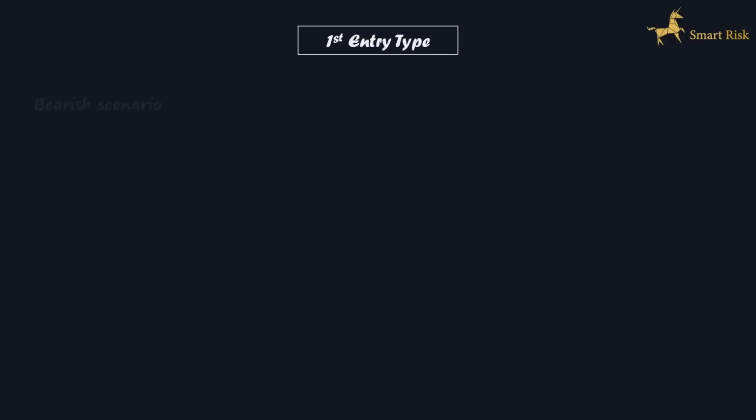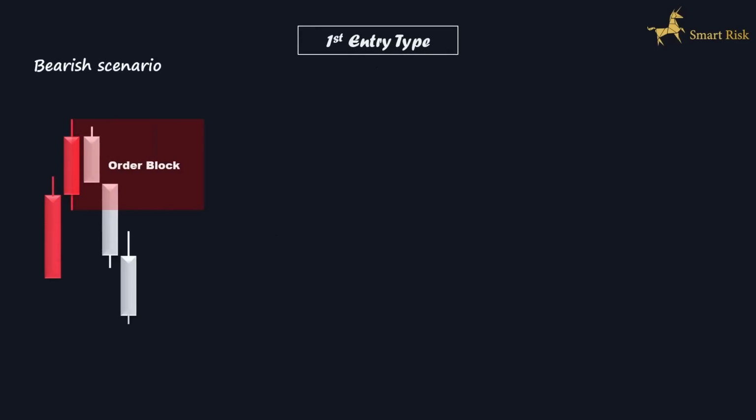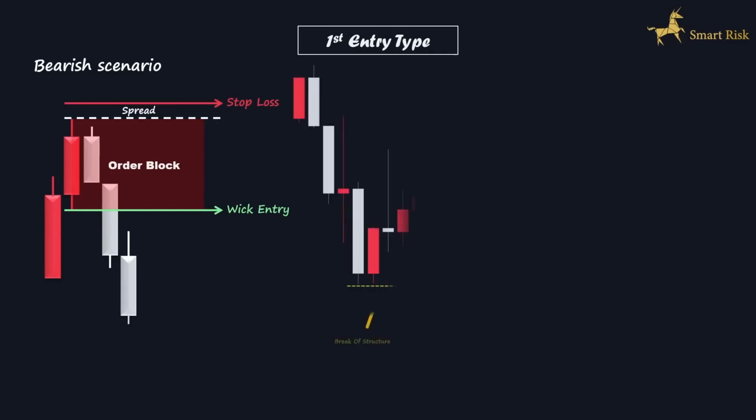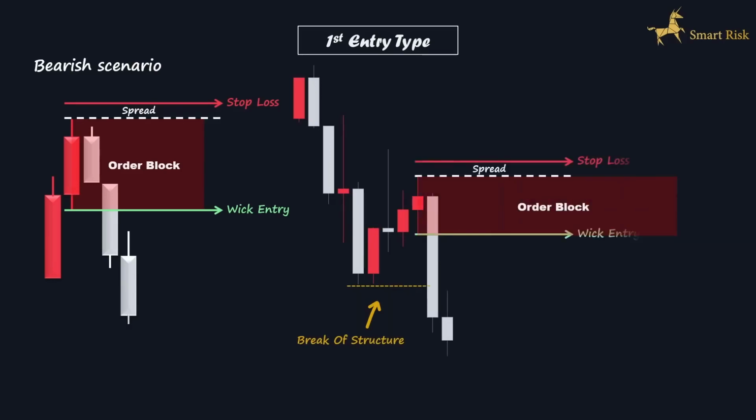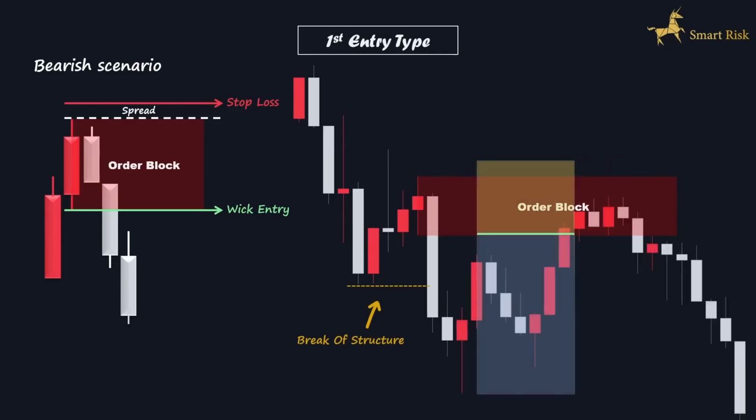The first entry method involves using the wicks to execute trades. In this type of entry, after identifying a valid order block, we place our buy or sell order directly on the wick. In the case of a sell position, we will place our stop loss a spread size above the higher wick of the order block. This entry setup provides a wider stop loss margin, which can directly impact the reward-to-risk ratio by reducing it. However, using this type of entry increases the probability of your order being triggered, since price may simply touch the wick and then push to your expected direction.